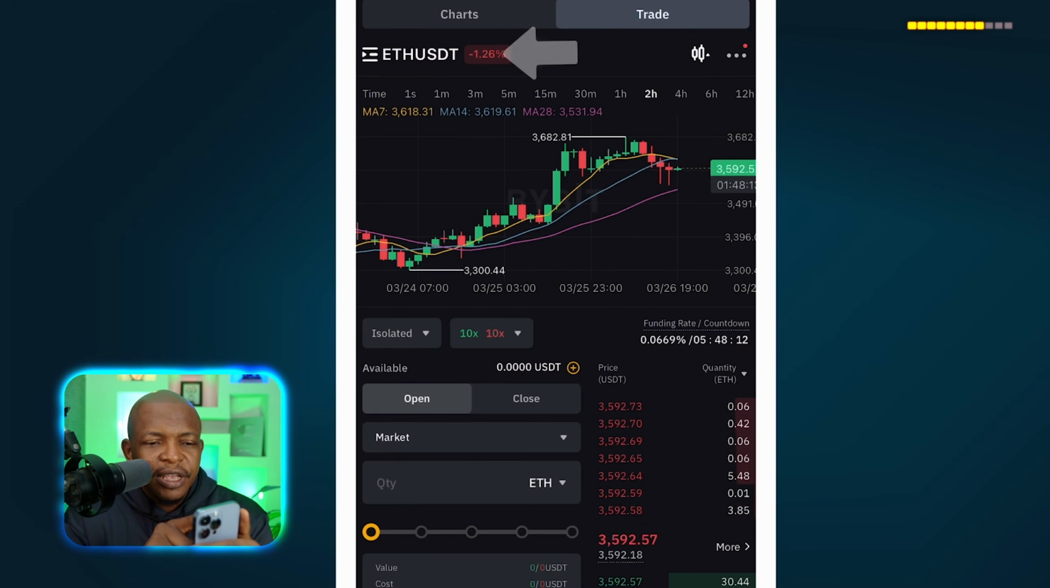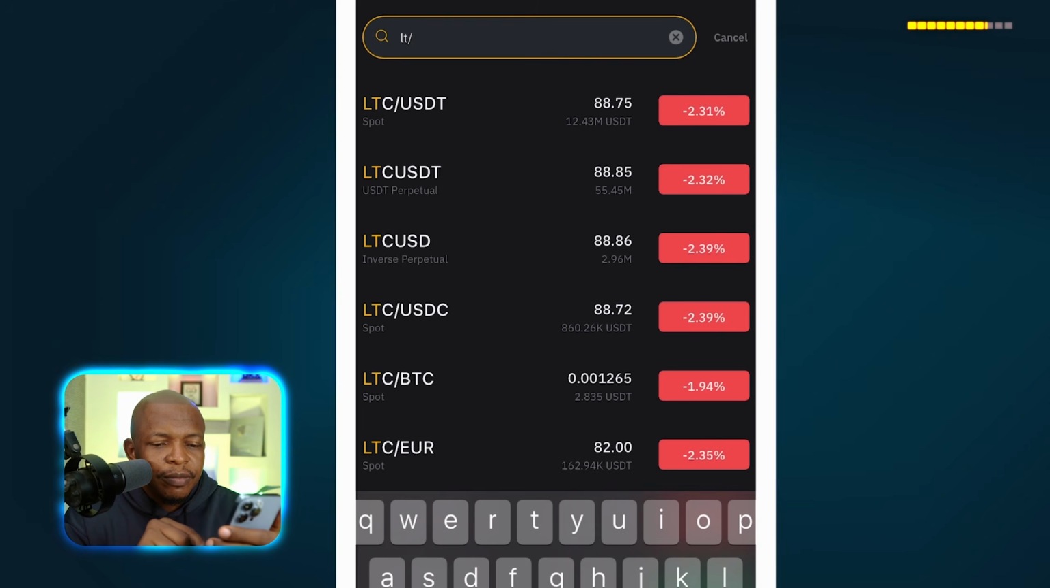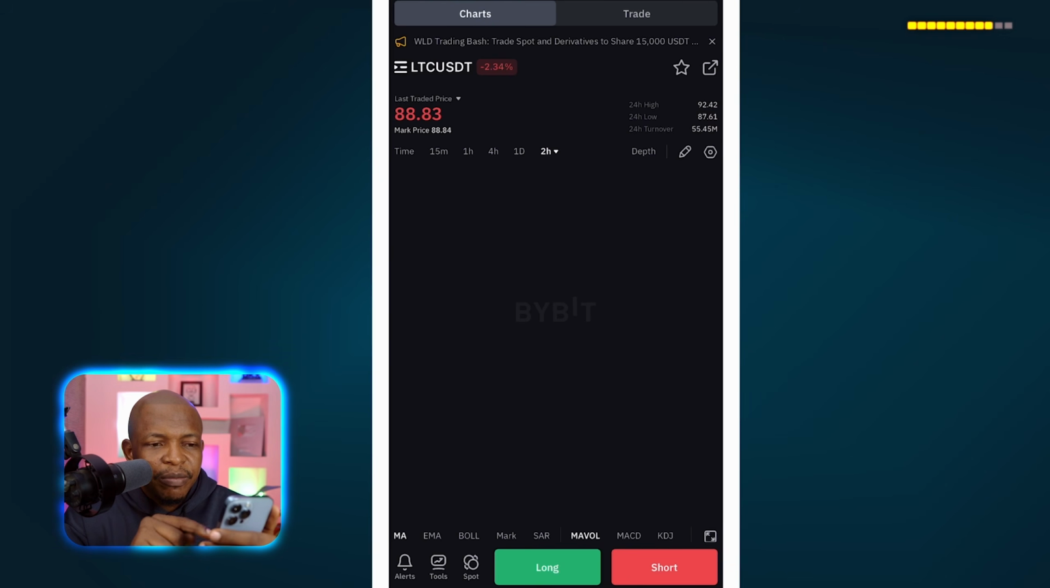So when you select the ETH USDT, if you click on it, you can see different markets. So say I want to trade LTC. So I'm going to select LTC. Mind you, not LTC Spot. LTC USDT Perpetual is written under. I'm going to click on that. Then brings me back here.